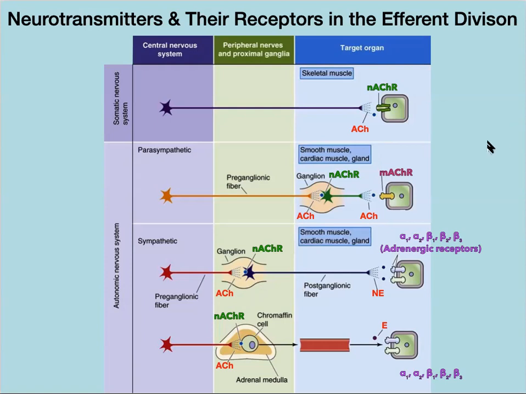So we'll see that, as we mentioned with the neuromuscular junction, we have the somatic motor neuron releasing acetylcholine onto the skeletal muscle fiber. Within the autonomic nervous system, the neurotransmitter released by the preganglionic neuron, whether it's a parasympathetic or sympathetic motor neuron, is acetylcholine as well. So acetylcholine, acetylcholine, acetylcholine.